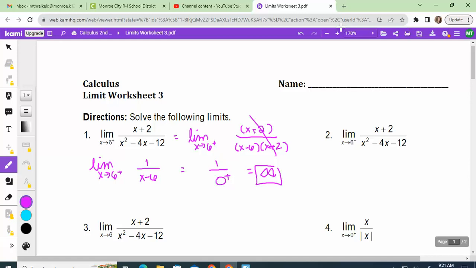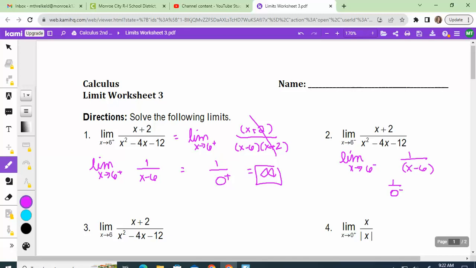Now on negative 2, it starts out the exact same problem. So we know it still factors and reduces. And we get to the same point. But now you're putting in things smaller than 6. So what's happening on the bottom?